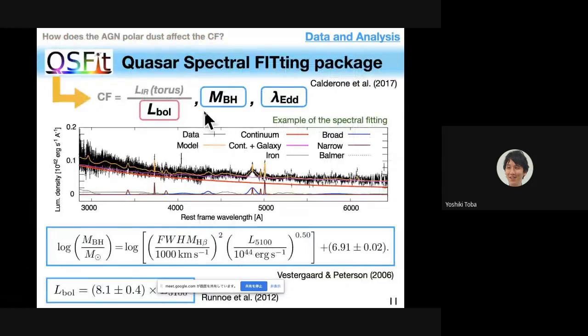In order to derive these quantities, we conducted spectral fitting to SDSS spectra by using the quasar spectral fitting package, so-called QSFit. This code fits optical spectra simultaneously by taking into account the AGN continuum and host galaxy component. By using outputs from QSFit, we derive black hole mass and bolometric luminosity by using traditional recipes.